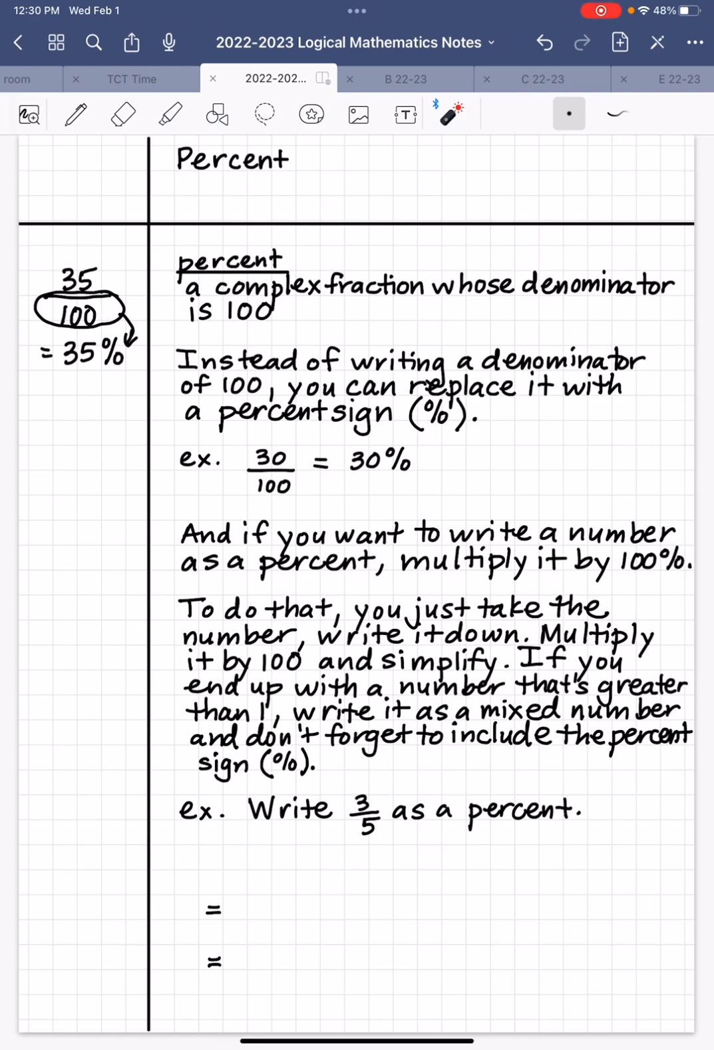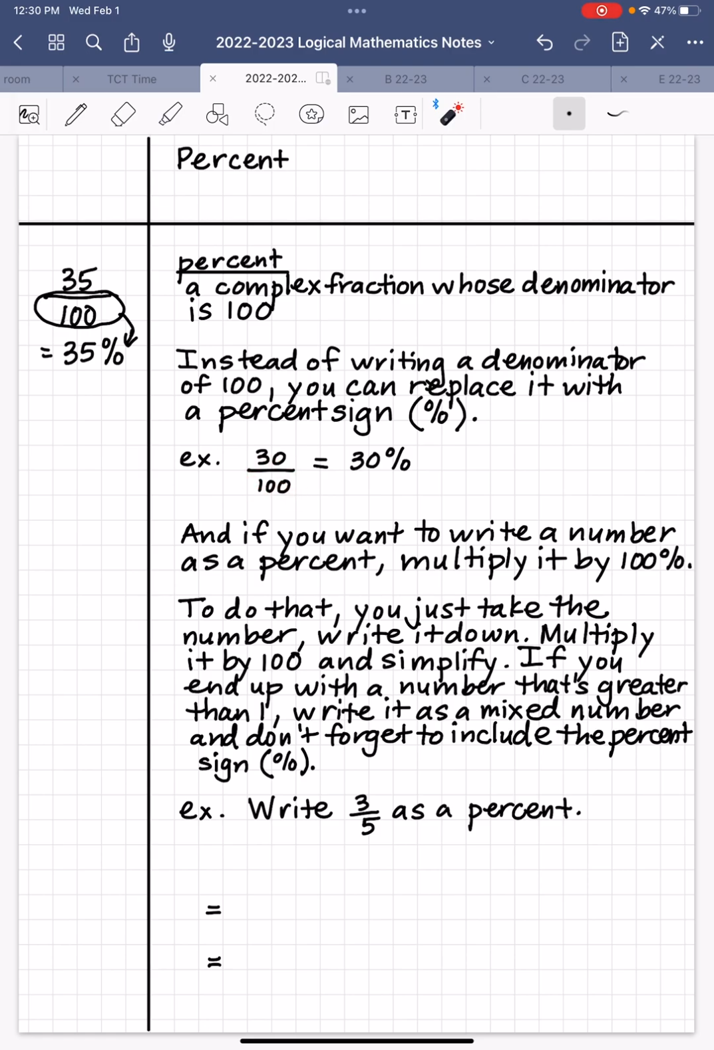All right, so one more time, what is a percent? Percents are a complex fraction whose denominator is 100. Instead of writing a denominator of 100, you can replace it with a percent sign. And if you're trying to write a number as a percent, all right, so that's the next part. So we know what a percent is, and we know that when we see fractions whose denominators are 100, we can replace that with a percent sign. Or if we're given a percent sign, we can replace that with a fraction bar whose denominator is 100, okay?